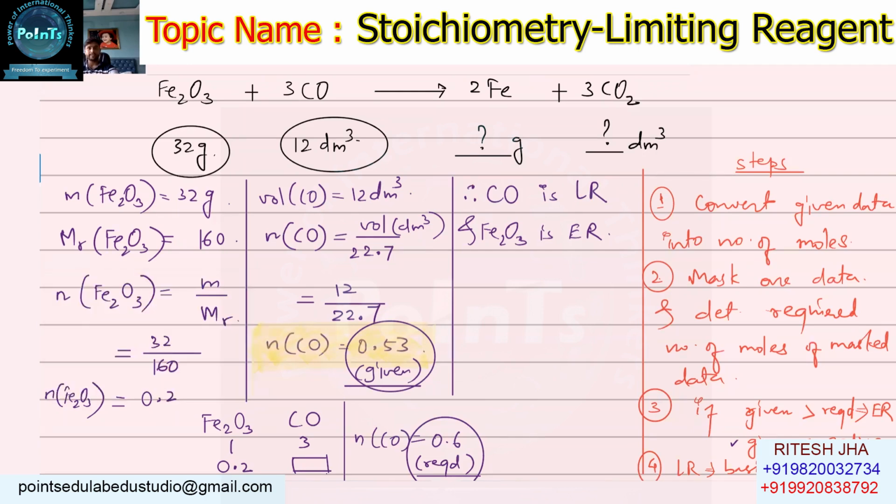We want to determine Fe. So I won't be comparing it with the Fe2O3. I'll be comparing it with the limiting reactant, that is CO. So Fe will be compared with CO. This is 2, this is 3. But this is 0.53 given. So please tell me what should be the number of moles of Fe, guys?